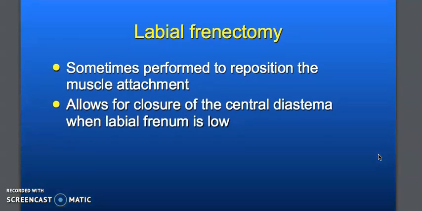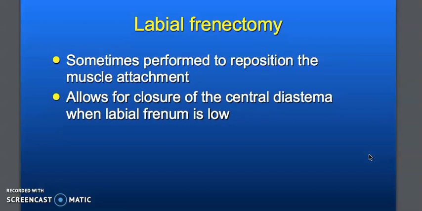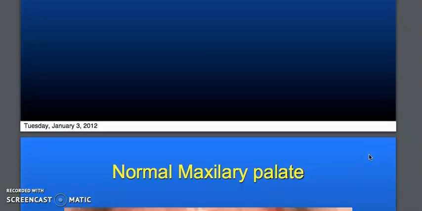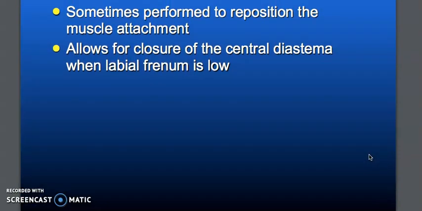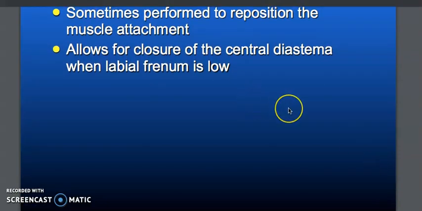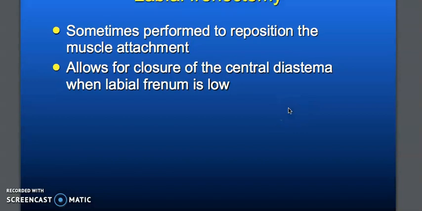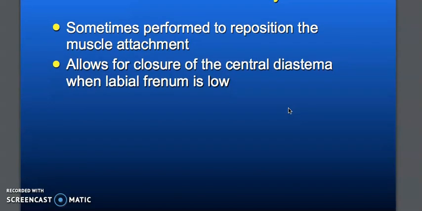So there's something called a labial frenectomy. You reposition that attachment and it allows the diastema to close. Typically, you have to have orthodontics to close the diastema once the person gets permanent teeth. Okay, I'm going to stop there and we'll pick up in another recording. We'll pick up with talking about the palate.